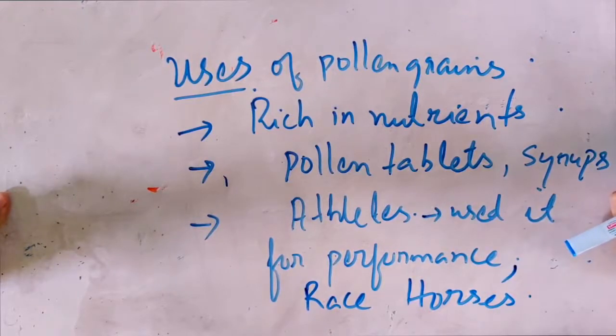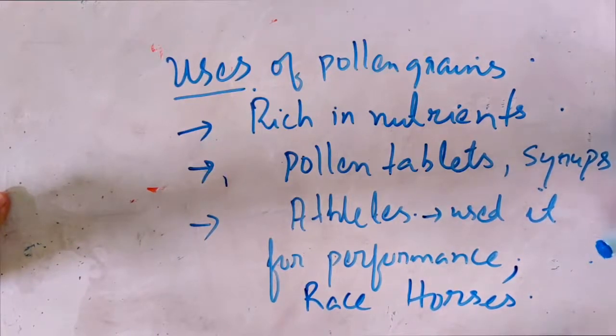Next, the pistil, carpel: stigma, style, ovary. Inside the ovary are the ovules. How they form and fertilization, we can study in the next class.